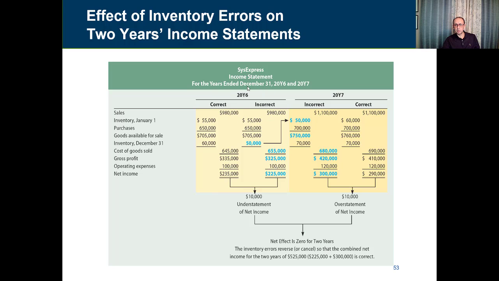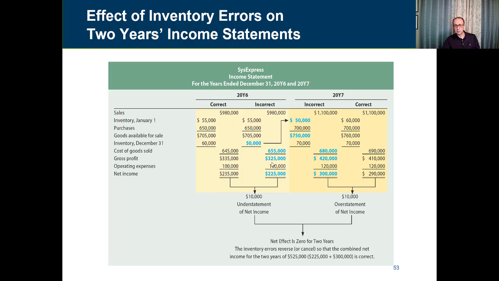So here we have the 2016 income statement, and as you can see, our beginning inventory is 55,000, and that was correct, there's no problem here. But our ending inventory in 2016 was incorrectly understated. The correct value should have been 60, and it's recorded as 50. So when ending inventory is understated, cost of goods sold is overstated. It shows as 655, but the correct value should have been 645.